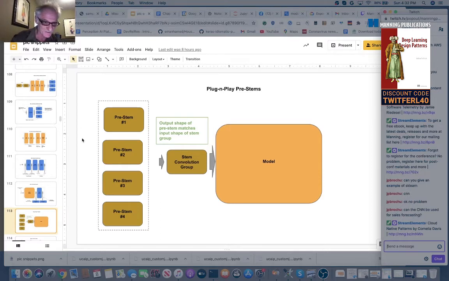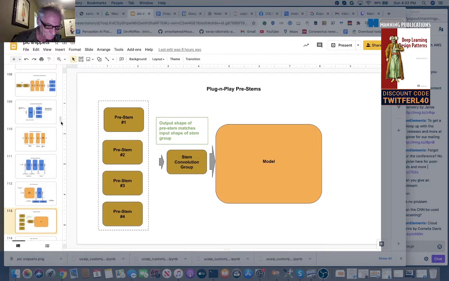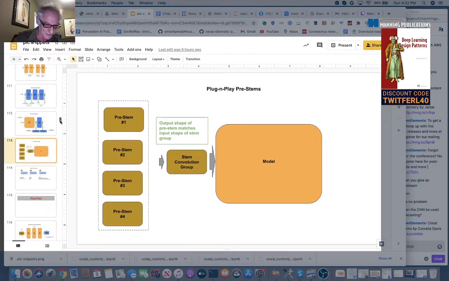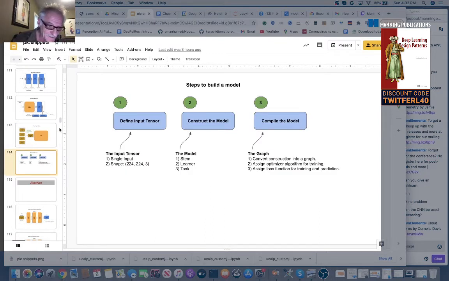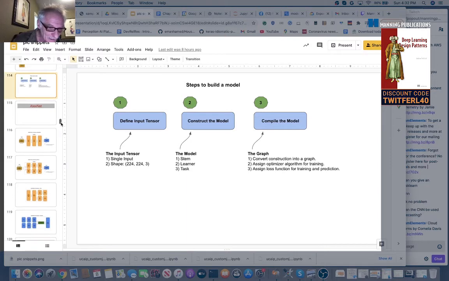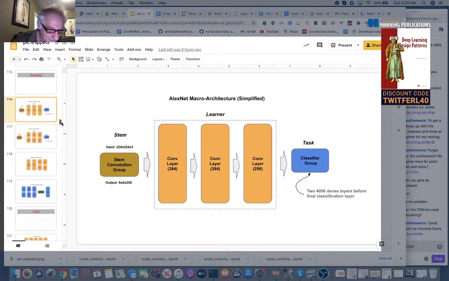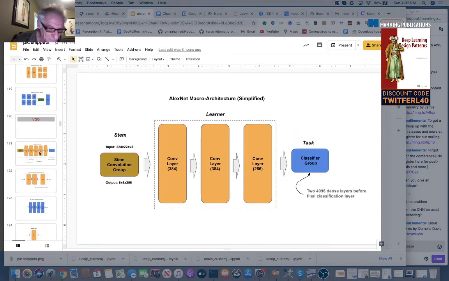Again, I'm just being really informal here. And those are the kind of examples you would find throughout the book. How do you apply this stuff? Okay, there's nothing there. I'm going to probably skip AlexNet and just go to VGG.